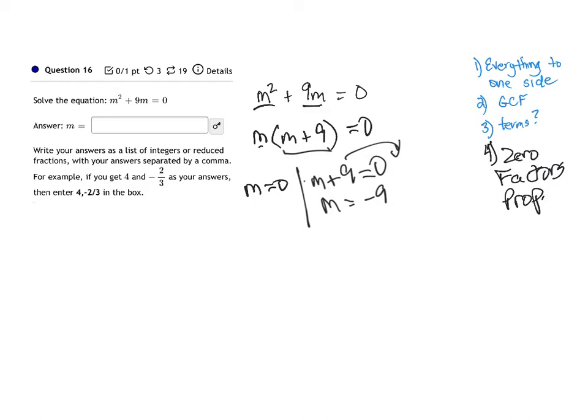So over here in the answer blank, make sure you write your answers as a list of integers or reduced fractions. So no decimals, write your answers separated by a comma. So we're going to write 0, comma, negative 9.